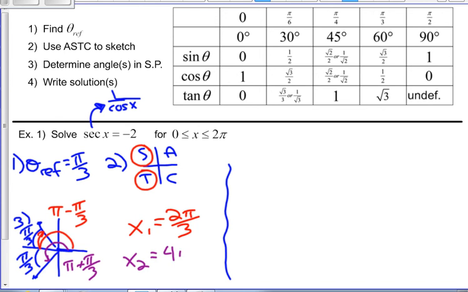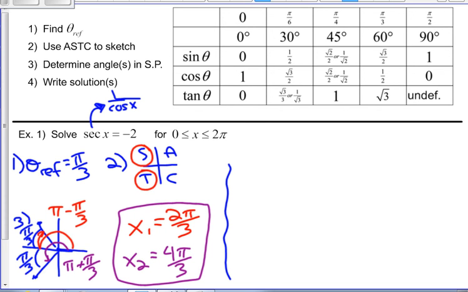Or 4 pi over 3. And again, you don't have to use the x1, x2, but it just clarifies that we do have two solutions here. Okay, so we're doing the regular stuff that we would have done. We just had to find theta ref using one of these inverse, or not inverse, but reciprocal trig ratios.